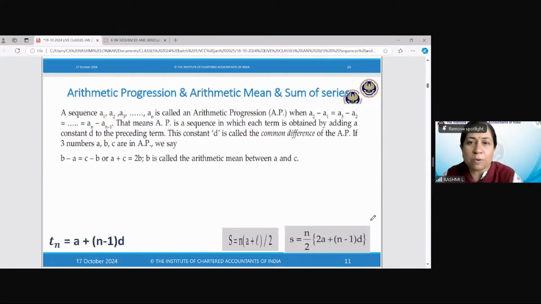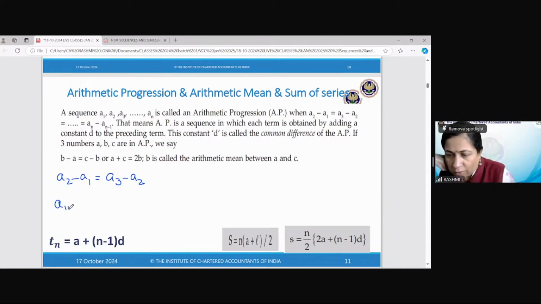Then today we are going to talk about arithmetic progression, arithmetic mean, and sum of series. Okay. So what is an arithmetic progression? When the difference between the adjoining elements in the series or the sequence is same, then we say it is an arithmetic progression. Okay, a sequence a1, a2, a3 is called an AP when a2 minus a1 is equal to a3 minus a2. So is it only for the first four? No, it is for a10 minus a9 is equal to a15 minus a14.